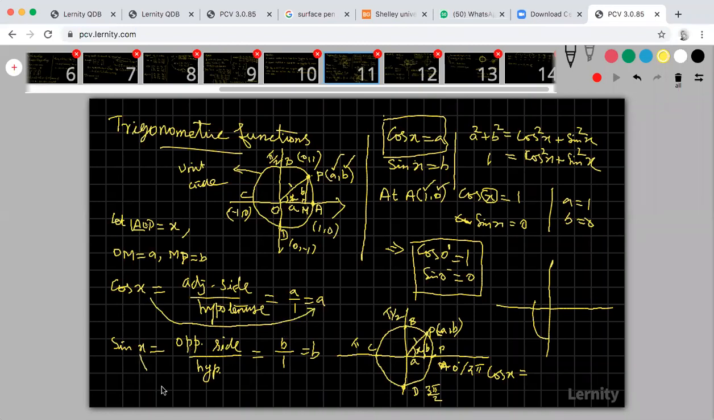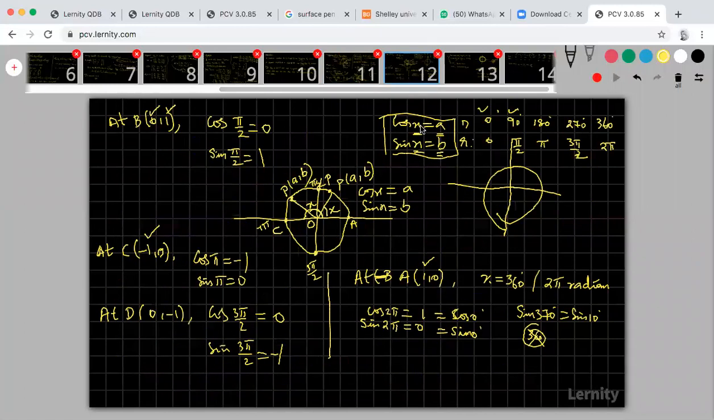Similarly, my sin x value is b. I'm sorry, this is my sin x value, b. That is, I am writing here cos x is a, sin x is b. Here also I am writing cos x is equal to a, sin x is equal to b. Suppose you take a point P here, what is your cos x? Your cos x value is a, sin x value is b.